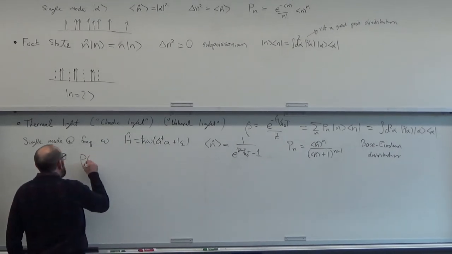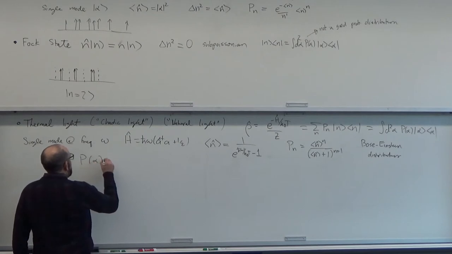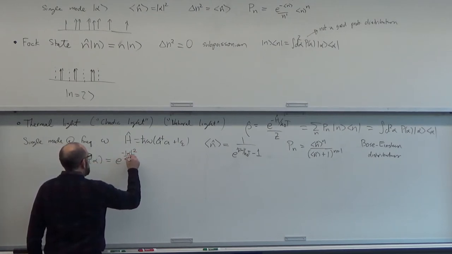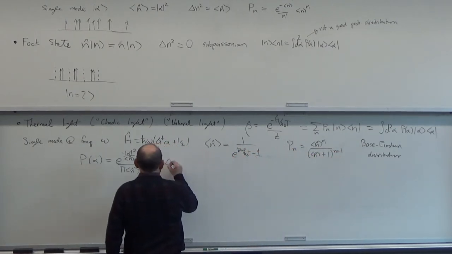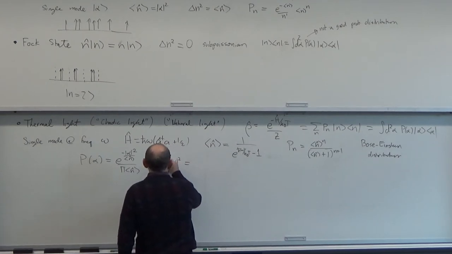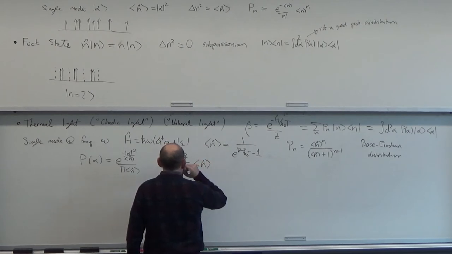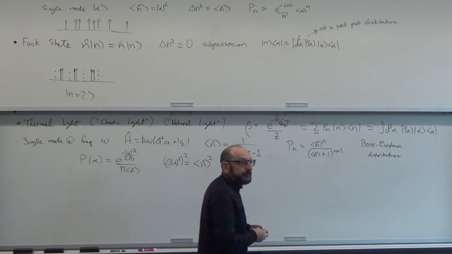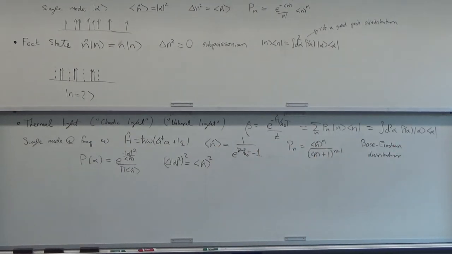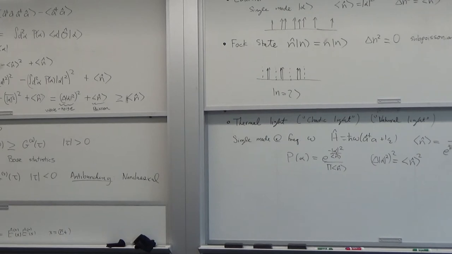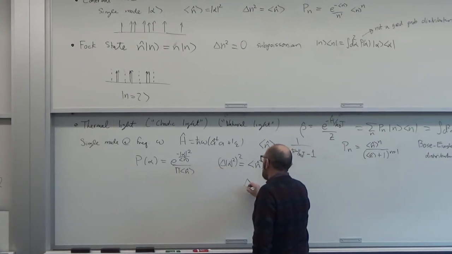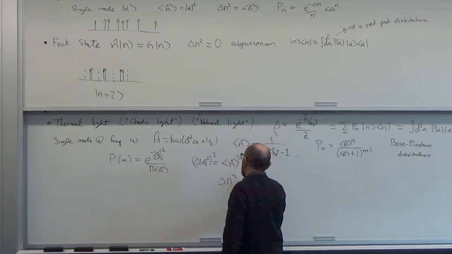And as we showed last semester, and you're reminding yourself in homework, this is a Gaussian distribution, with a variance in the intensity equal to the mean intensity squared. So, according to this general formula over here, what we would expect then is that the fluctuation in the photon number is equal to what?